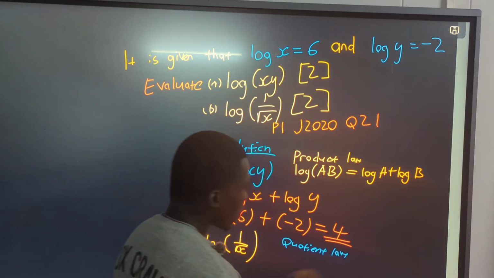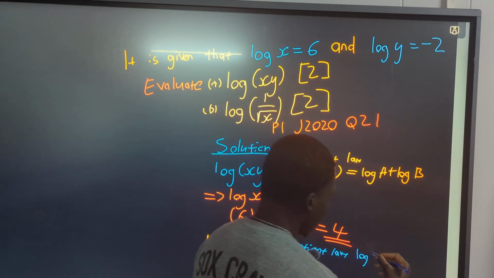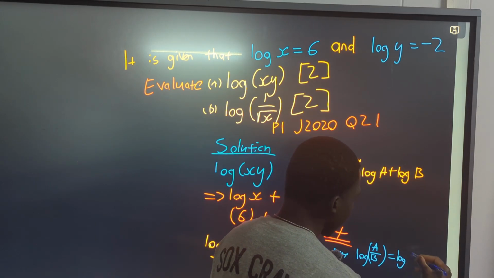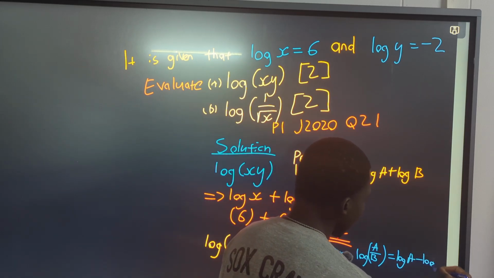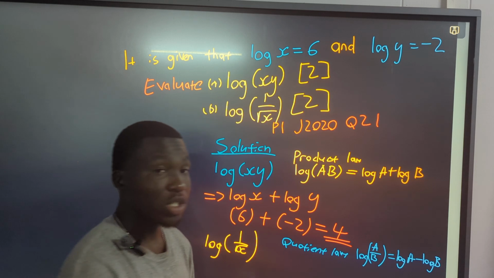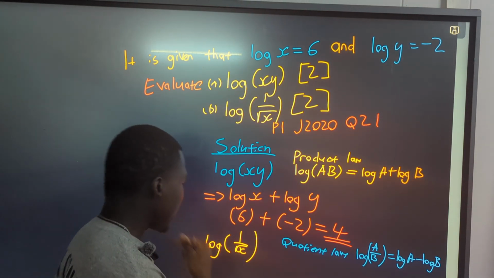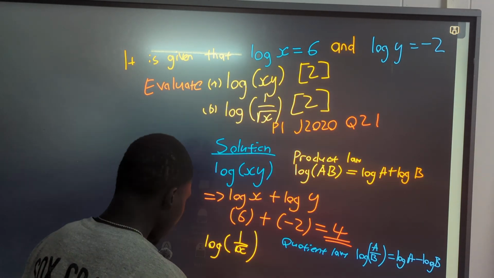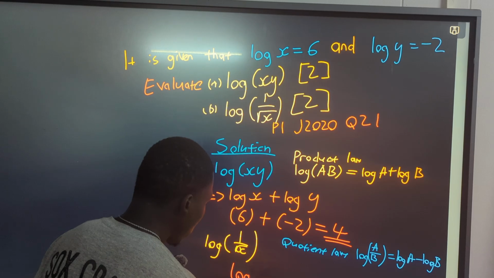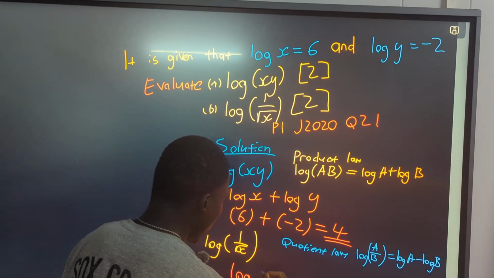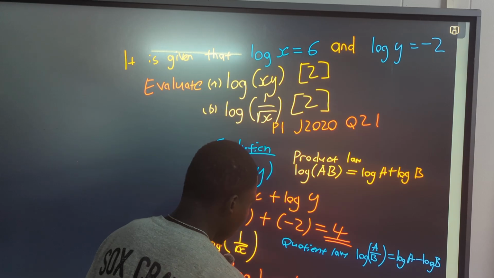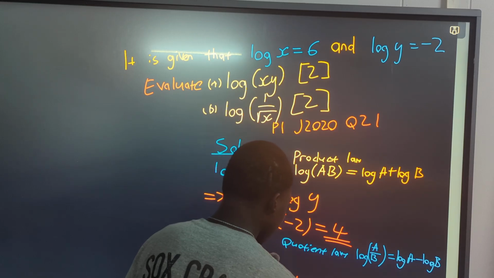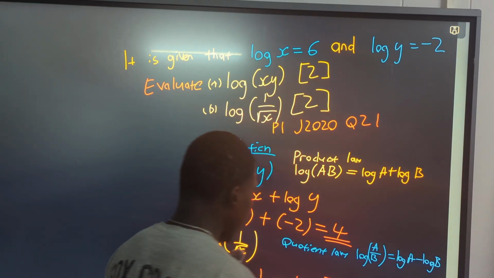We are going to apply the quotient law, which says that log of A over B is log A minus log B. So we break this into log 1 minus log of the square root of x.